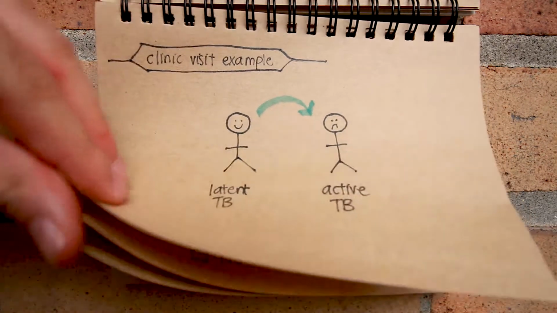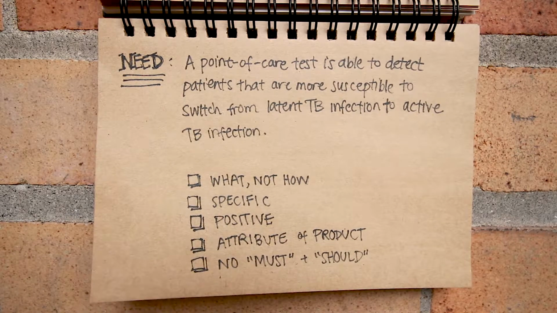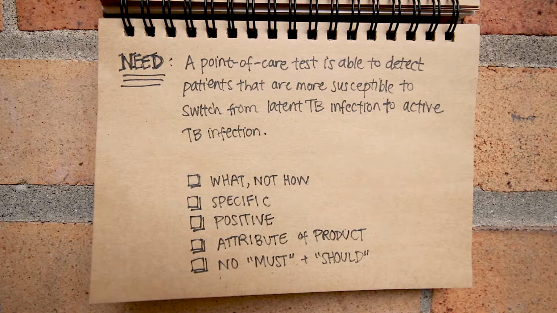The BIE cohort came up with the following needs statement: a point-of-care device to detect patients that are more susceptible to switch from latent TB to active TB. Let's check whether this meets all of the guidelines. The first two can be looked at together: what, not how, and specificity. This way, you're just making sure that you have a good balance of specificity and allowing for creative freedom.